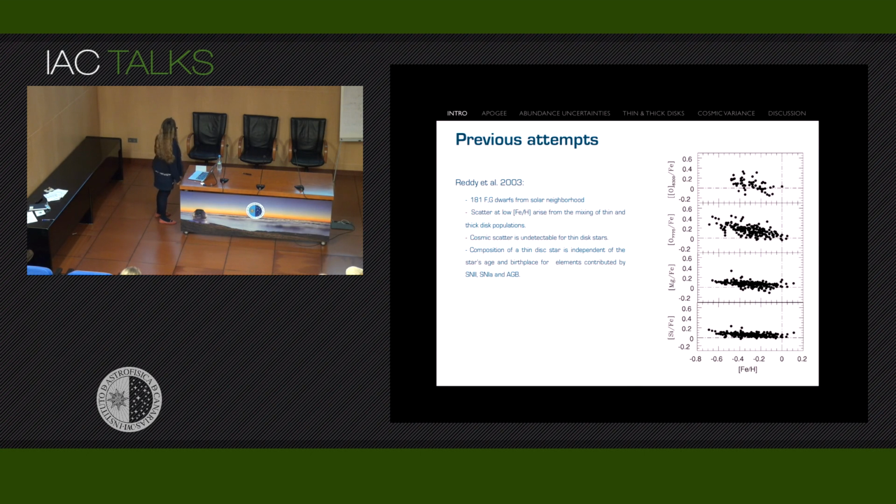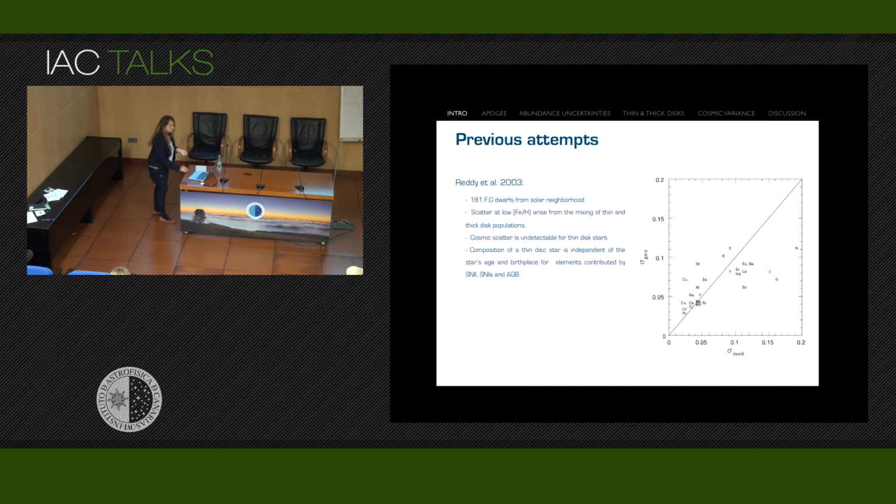Then, Reddy in 2003 already knew this, and he selected a sample of thin disk stars, a quite similar sample to Edwardson's, 200 dwarfs. And he concluded that the scatter at these low metallicities was due to the mixture of these two populations, the thin and thick disk. But this cosmic scatter was not detectable in his thin disk stars.